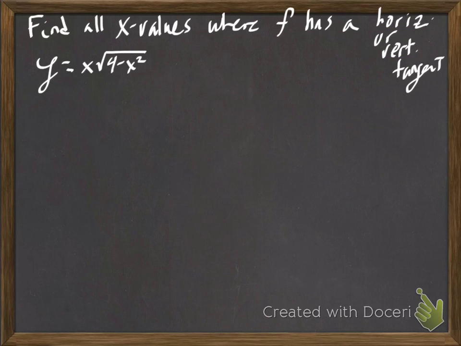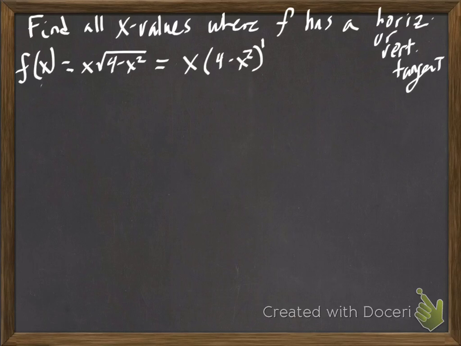Find all x values where, I call this y, let me be a little more precise and call it f of x, where f of x has horizontal or vertical tangents. So same question, different problem. So it'll help to make this a little ready for calculus if I rewrite this like so, and take its derivative. So f prime of x, well, that's going to be a little complicated.